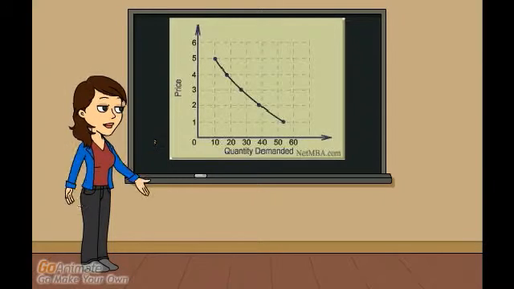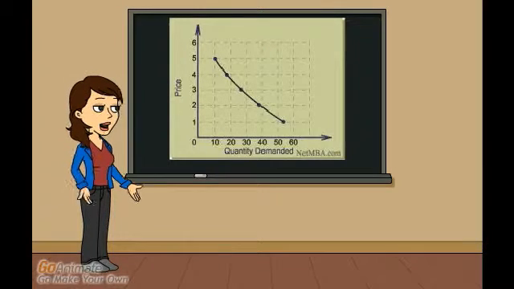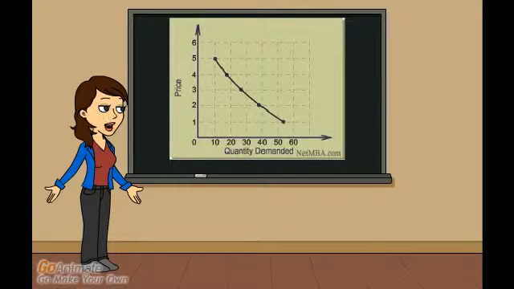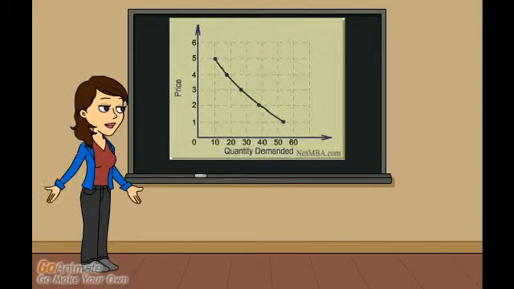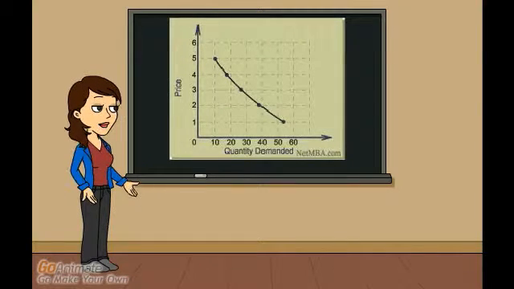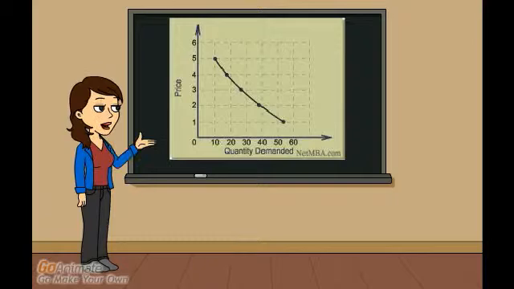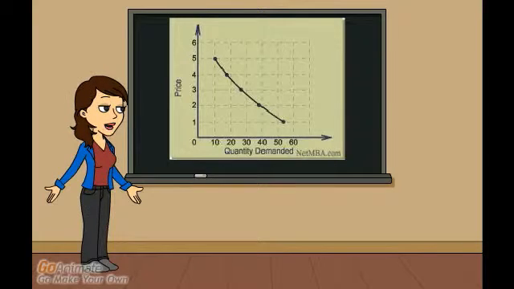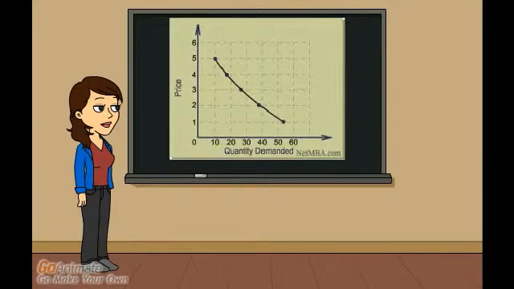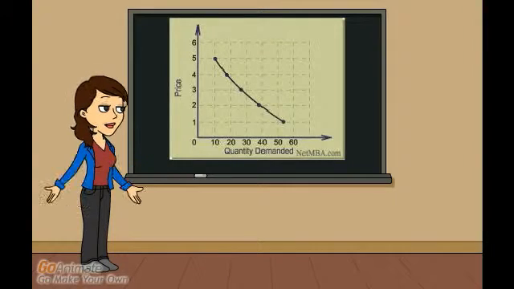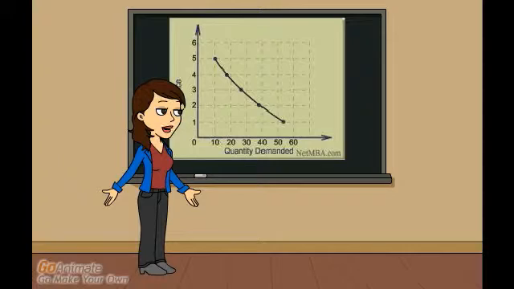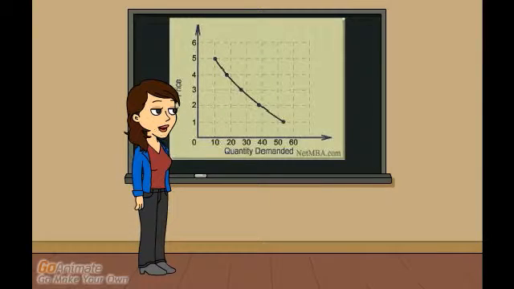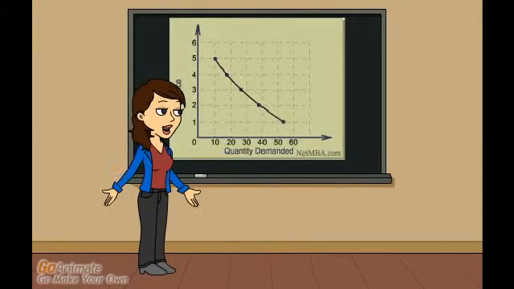Look at this graph. It shows a typical demand curve. When the price is at $4, the demand is at 20 units. But when the price drops to $2, the demand is at 40 units. We therefore say that demand and price are inversely or negatively related. The change in price results in changes shown on the same demand curve. We call this movement a change in quantity demanded.